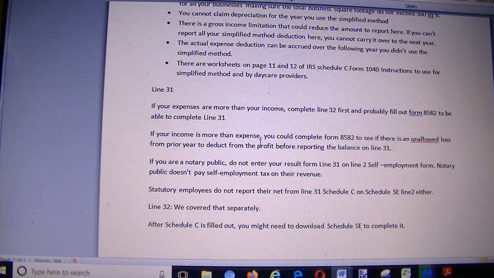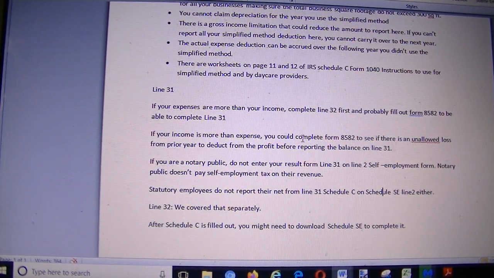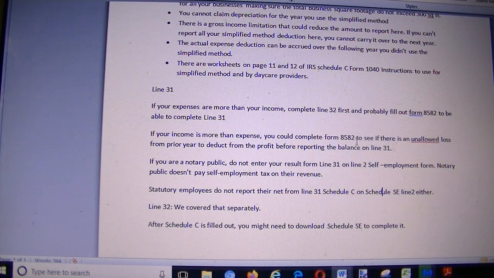So if your income is more than your expense, which means line 29 is more than line 30, you could complete form 8582 to see if there is an unallowed loss from prior year to deduct from the profit before reporting the balance on line 31. So if there is some expenses that you are not allowed to deduct prior year, I think form 8582 will help you track all of that to see if you'll be able to deduct it before entering the balance on line 31.